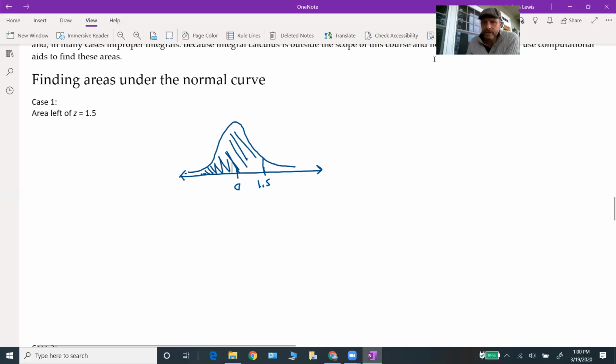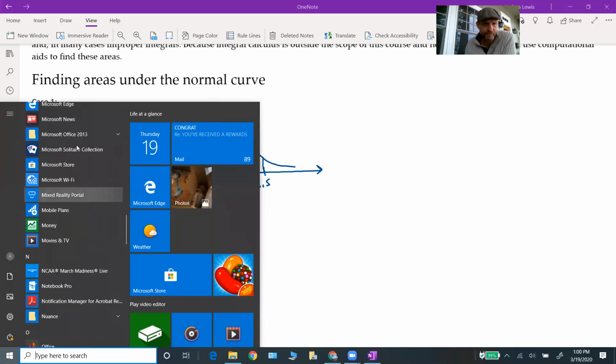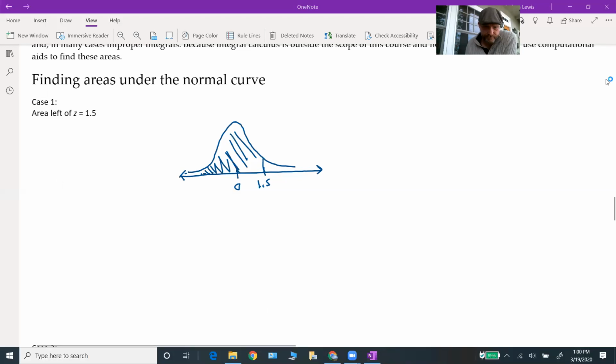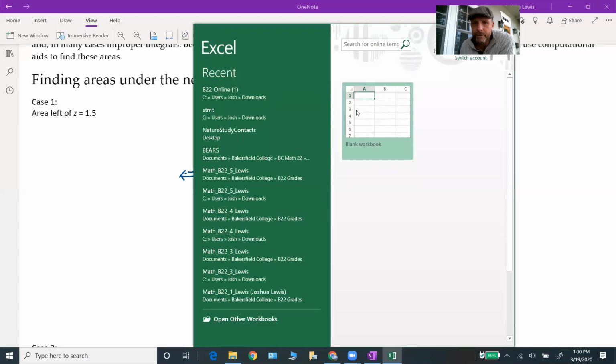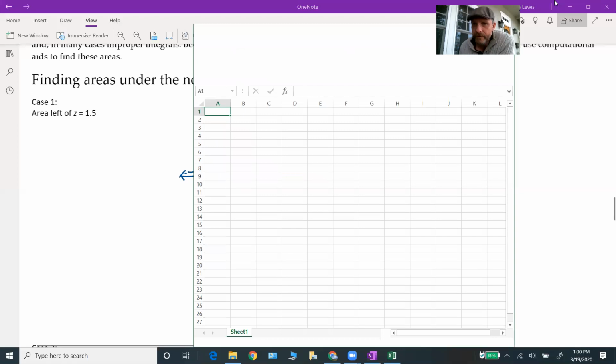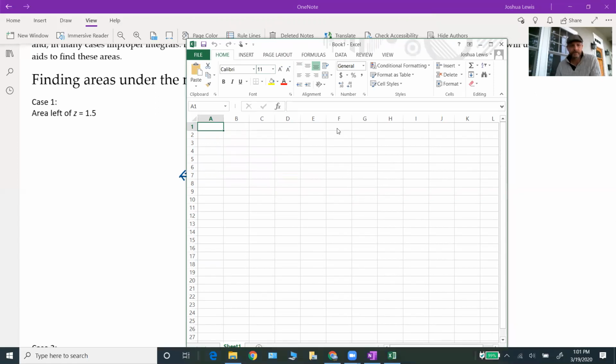And so what I'm going to do is I'm going to come in to Microsoft Excel and find what that area is. So let's hop over to Excel. It's loading. And we're going to find out what that area is. Come on, Excel. You can do it. All right. And so let's make this a little bit bigger here and zoom in a little.